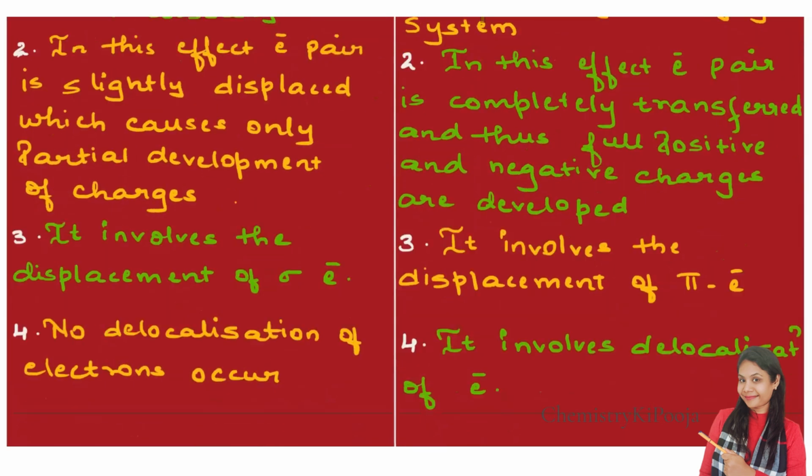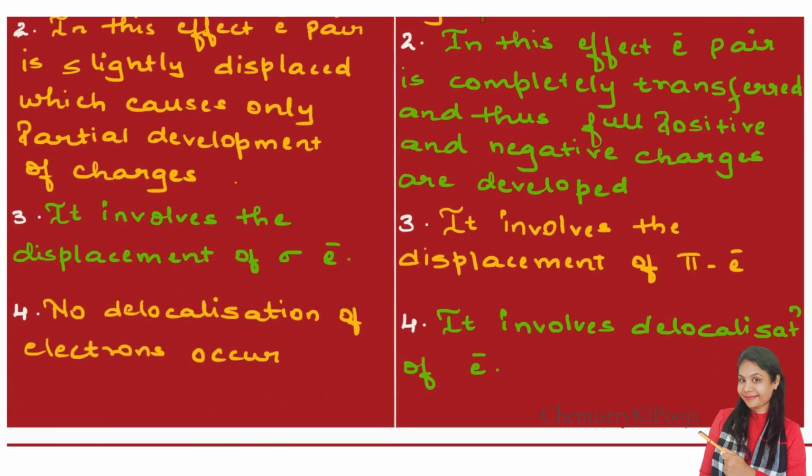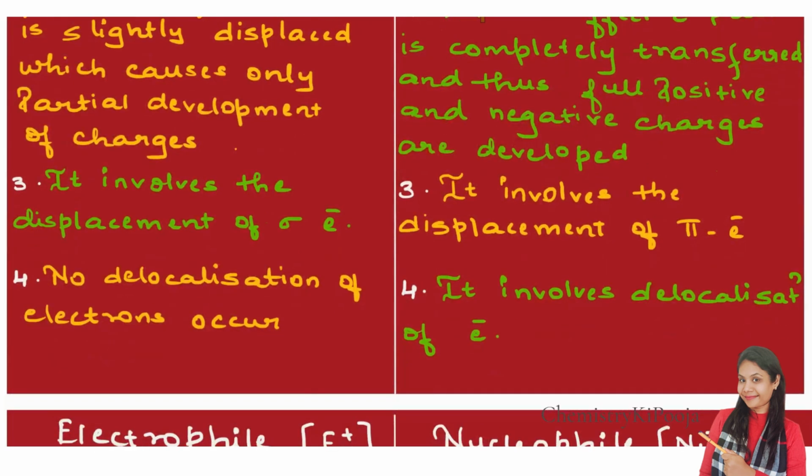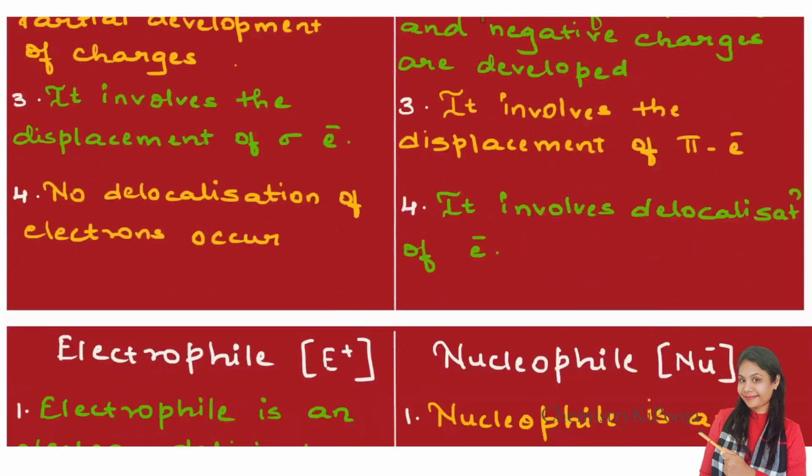The third point, inductive effect involves the displacement of a sigma electron. As I said, it takes place in the presence of sigma bond. Whereas resonance effect involves the displacement of a pi electron. And then the last one is, there is no delocalization of electron taking place in inductive effect. Whereas in resonance, of course, there is delocalization of electron. Clear? Now let us proceed ahead with electrophile and nucleophile.